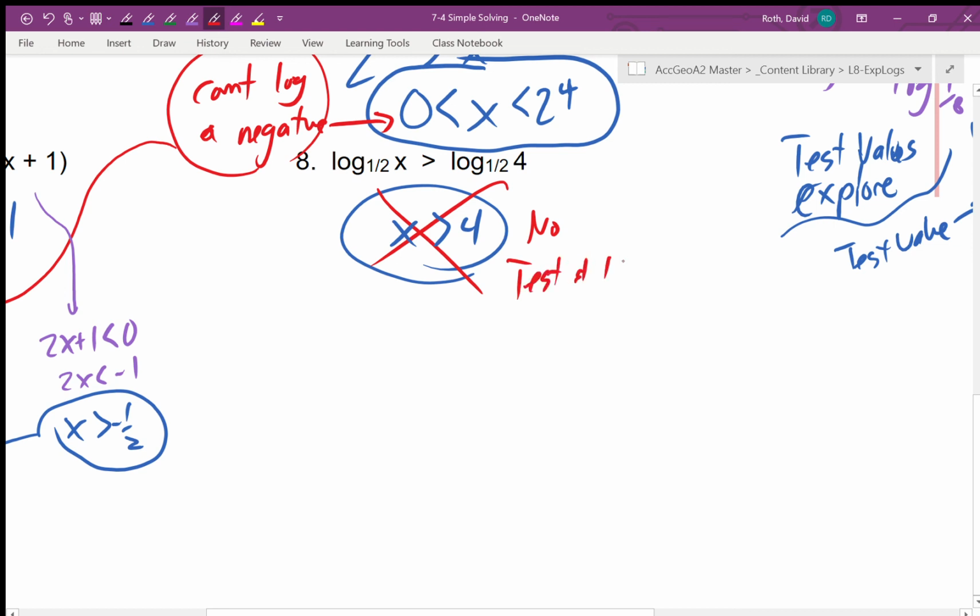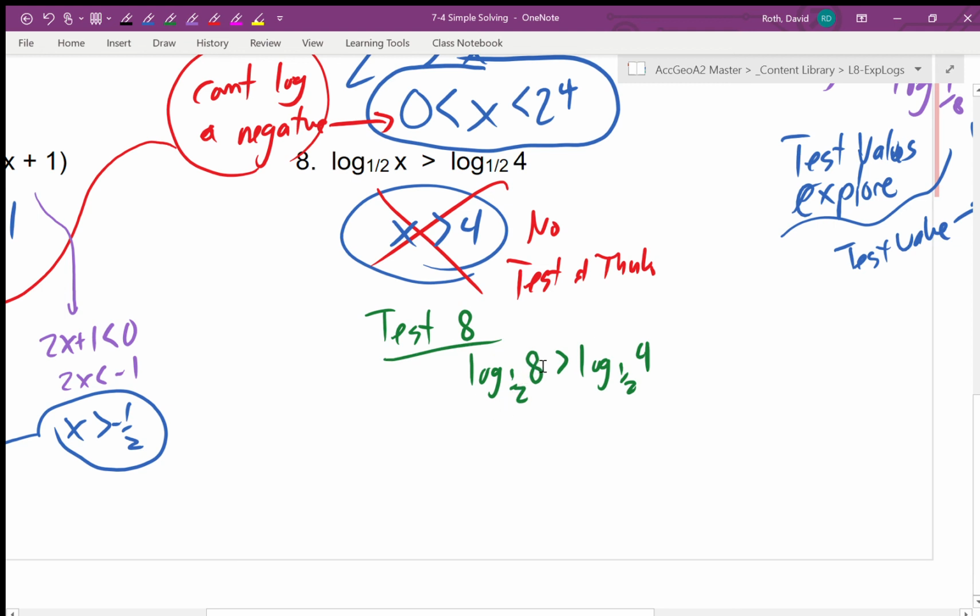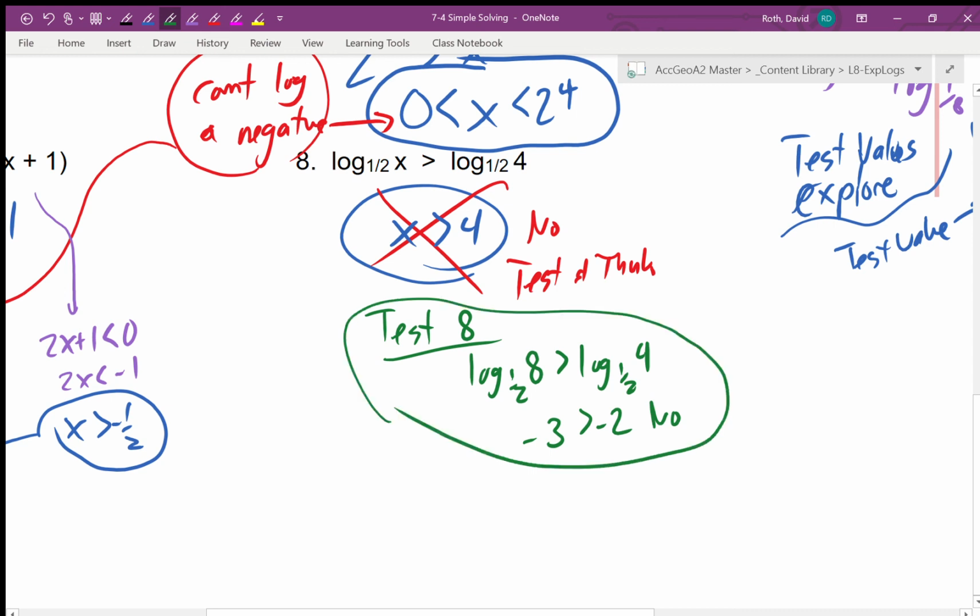Test and think. What is a good point that we could plug in? Let's pick test 8, because is 8 greater than 4? Sure it is. What's the log base 1/2 of 8? And is that greater than the log base 1/2 of 4? Well, 1/2 to what power is 8? I'd have to flip it and then cube it. So that's -3. Is -3 greater than -2? No. So something's weird about this, and I have to think about what's going on.